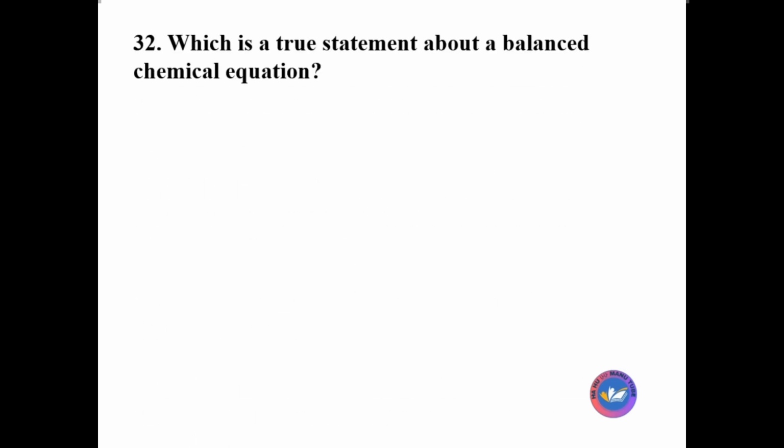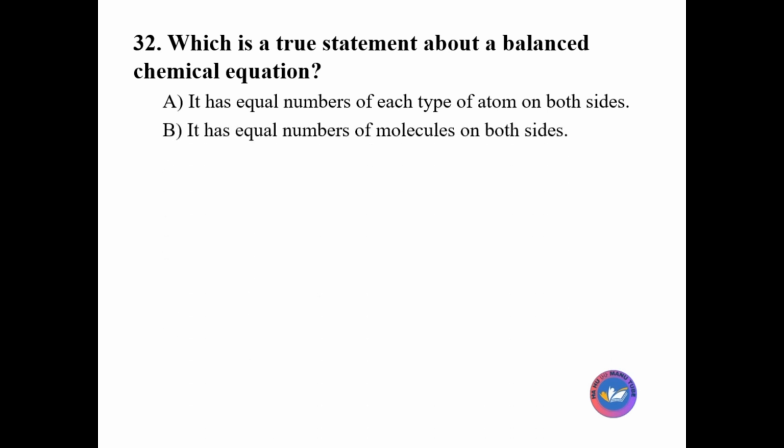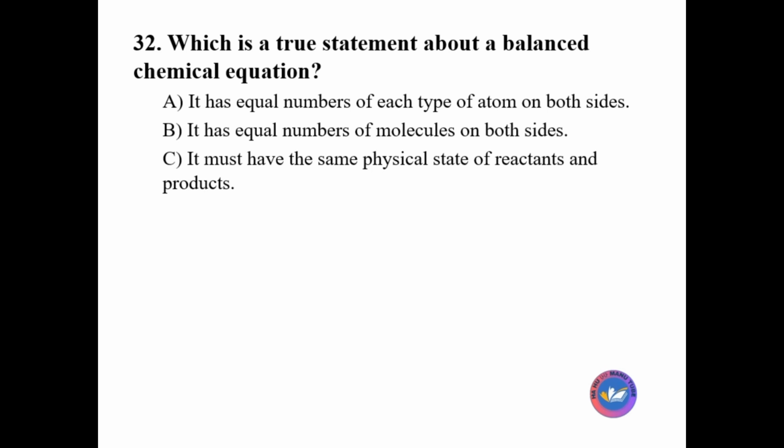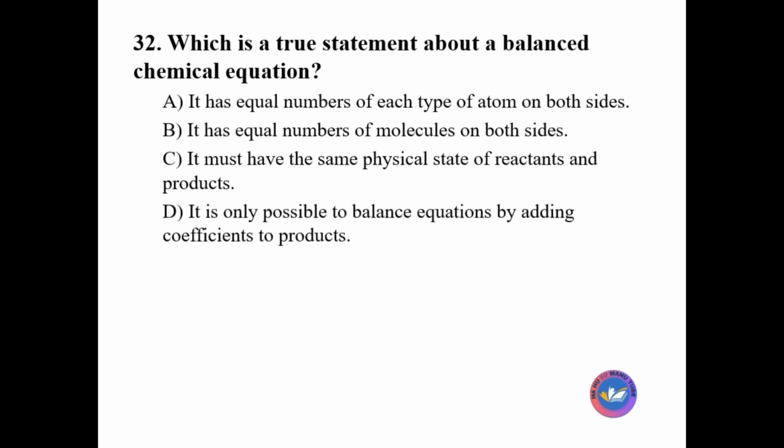Question number 32. Which is a true statement about a balanced chemical equation? A. It has equal number of each type of atoms on both sides. B. It has equal numbers of molecules on both sides. C. It must have the same physical state of reactants and products. D. It is only possible to balance equations by adding coefficients to products.